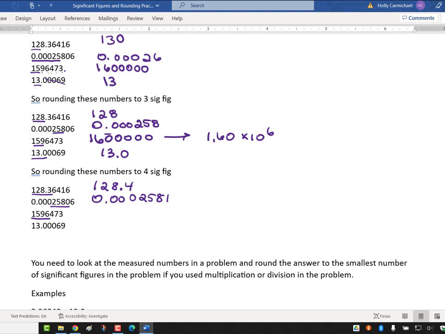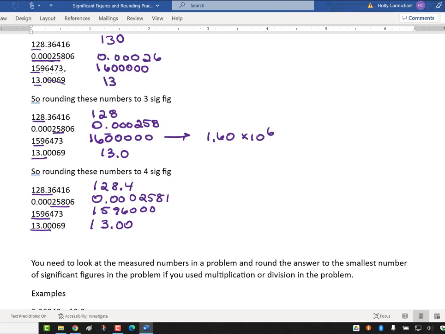Next one, 4 significant figures here. Next is a 4, so those would round down. So 1596123. This one, 4 significant figures here: 13.00. Next is a 0, so that all rounds off. And so it would end up being 13.00.